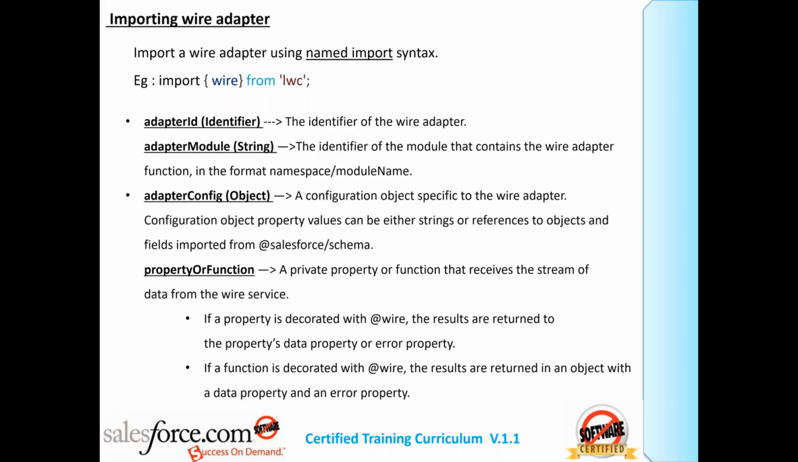It generates an ID. So wire has an adapter ID first. Number two, adapter module. Every wire will have its module. Module means a pre-written program, which has already been written. Salesforce pre-written program in wire module.